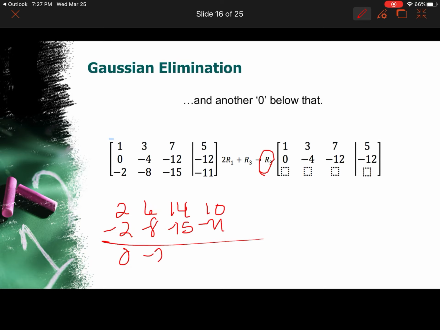That'll be 0, -2, -1, -1. I'm sorry about the handwriting with this stylus. Okay, so that's going to be 0, -2, -1, -1.